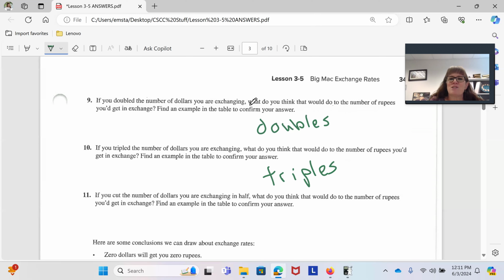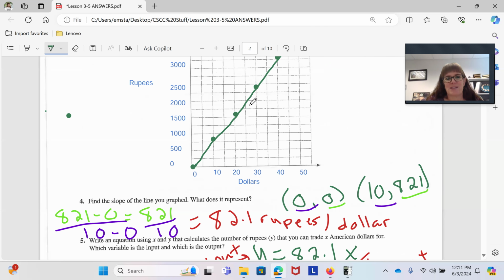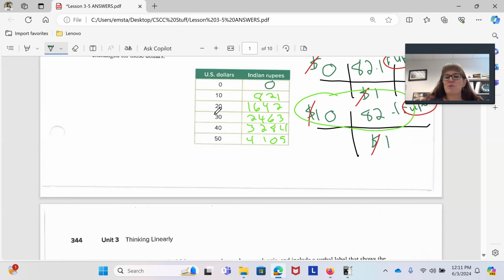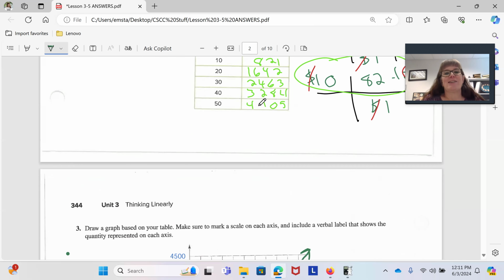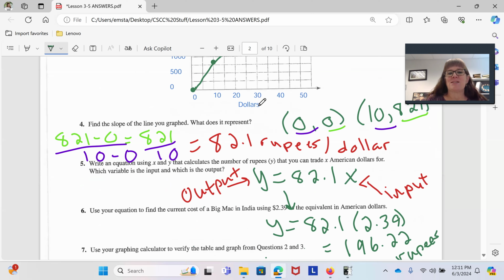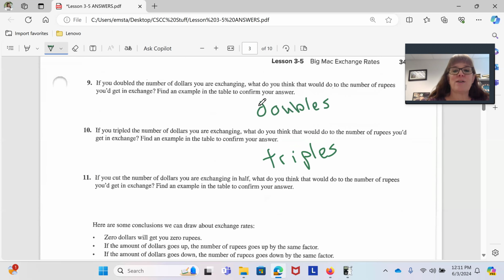What about if we cut the dollars in half? All right, so let's go look at an example in the table again. When I went from 20 to 10, 10 is half of 20. How does 821 compare to 1,642? You catching on? It's half. So basically, whatever we do to the dollars, we do to the other value.